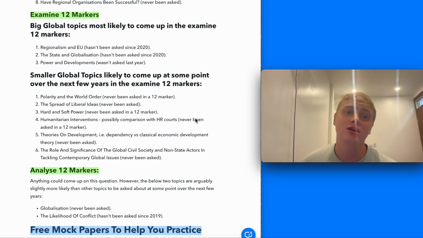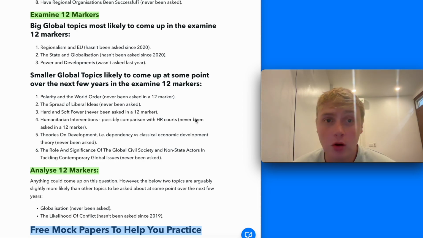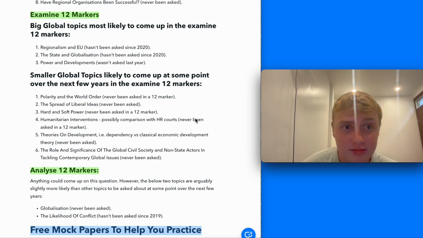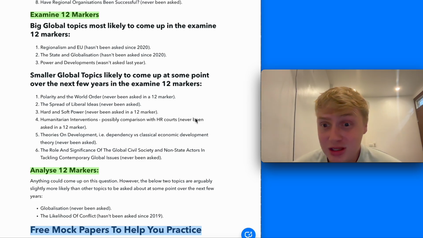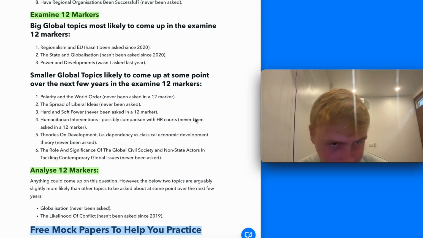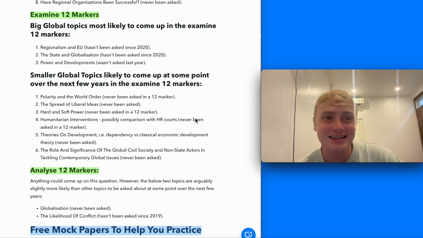In terms of the 12 markers, then big global topics most likely to come up in the examined 12 markers: regionalism in the EU, which hasn't come up in these since 2020, exactly the same with the state and globalisation. I think they're pretty likely to come up. Of course, anything could come up, as I keep going on about.